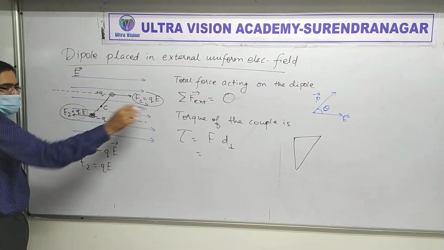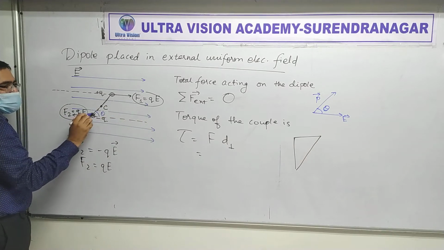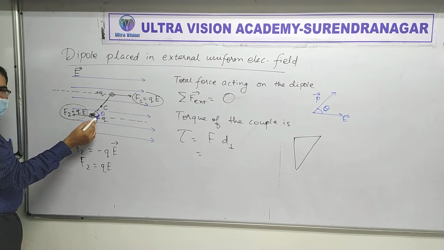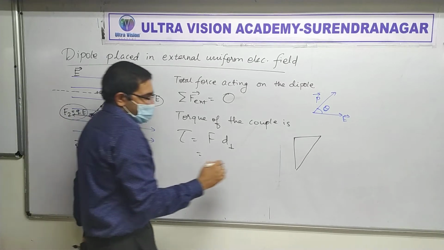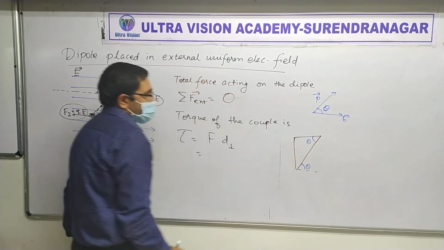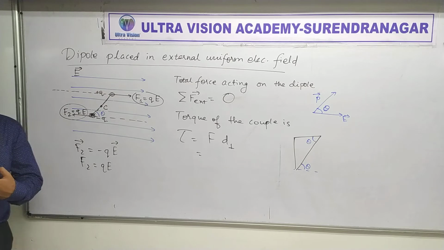Electric field right side. Dipole moment will be from negative charge towards positive charge. So this angle will be theta. Yes or no? Yes. If that angle is theta, this is theta, and so this is also theta. Got it? Okay, where is the perpendicular?